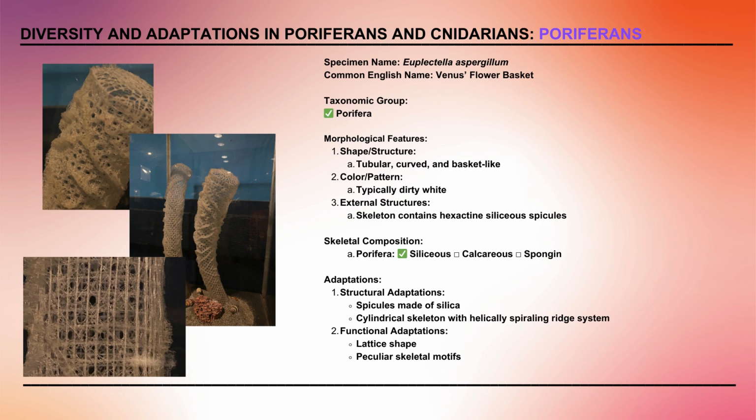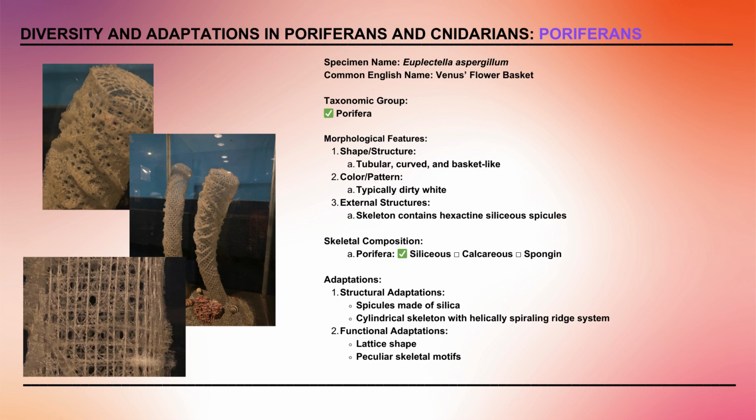Euplectella aspergillum belongs to the group of glass sponges, with a siliceous skeleton that enables it to survive in deep-sea conditions where pressures are extreme. Its most remarkable feature is its external lattice-like skeleton composed of hexactin silica spicules, which interlock to form a strong yet lightweight structure. The conservation status of Euplectella aspergillum has not yet been formally assessed.